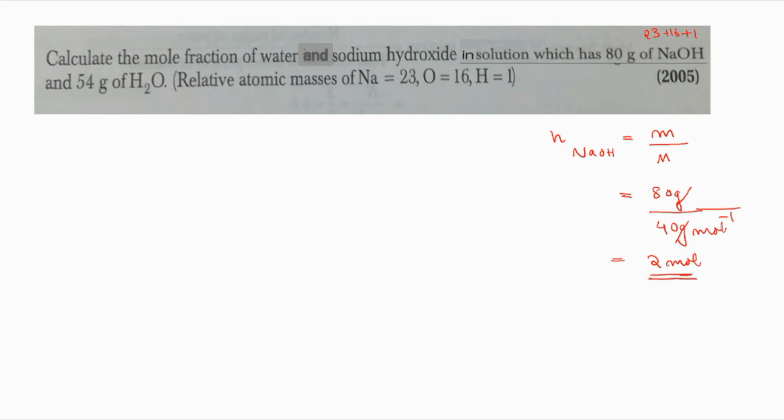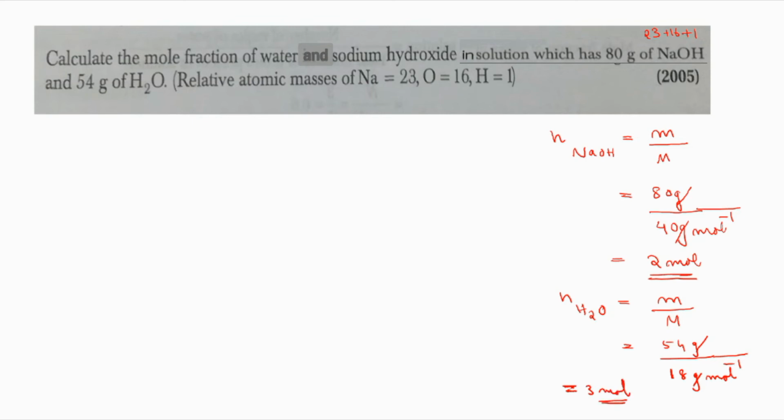We got that. In the same way, is it possible to calculate the number of moles of water? Number of moles of water will be equal to given mass of water divided by molar mass. What's the given mass of water? That is 54 gram. 54 gram divided by molar mass of water. We know that it is 18 gram per mole. Now gram cancels. If you calculate this, you will get the answer as 3 mole. That will be the number of moles of water.